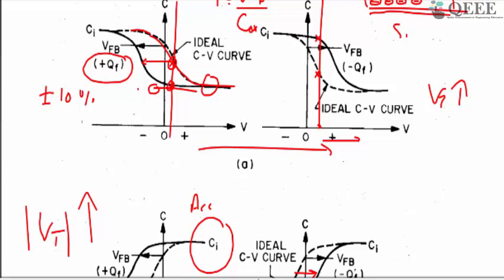Suppose earlier you had to wait until 0.1 hertz to get the low frequency characteristics. If you increase the temperature, you can get them at slightly higher frequencies. That means the inversion channel is able to respond at slightly higher frequencies, because at higher temperature your generation rate increases.